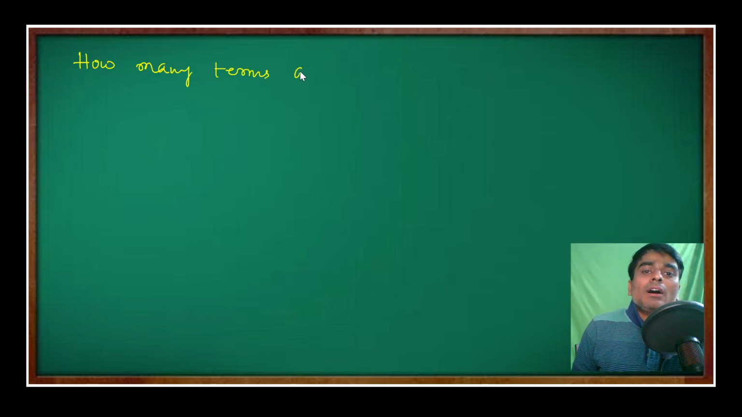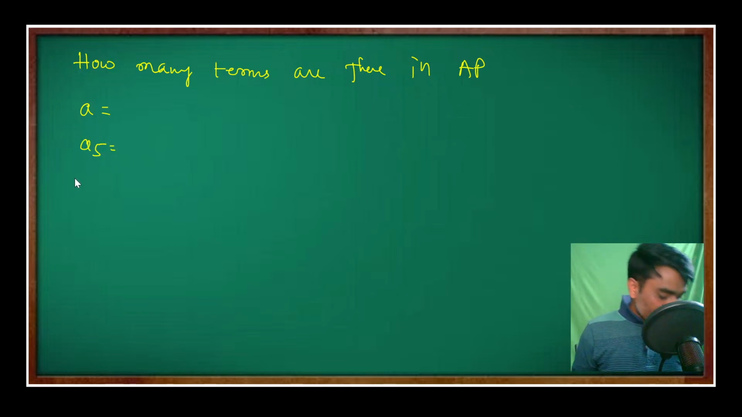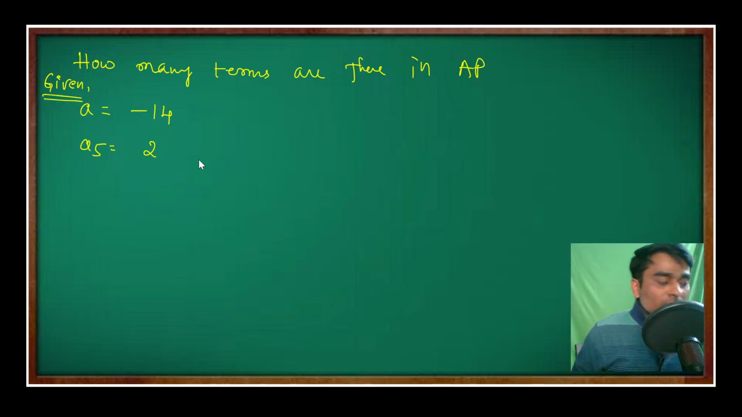How many terms are there in AP whose first and fifth terms are minus 14 and 2? If first term and fifth term are given, correct, no? Yes. First is minus 14, fifth is 2. Given: a equal to minus 14, a5 equal to 2.